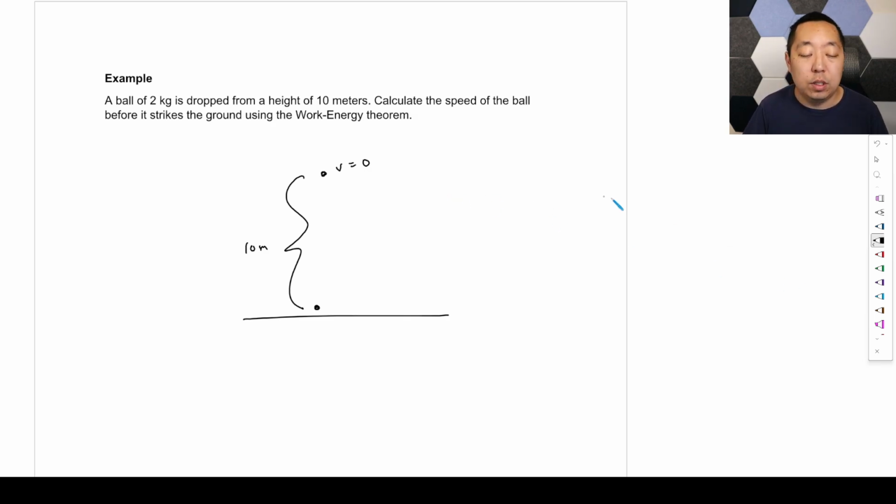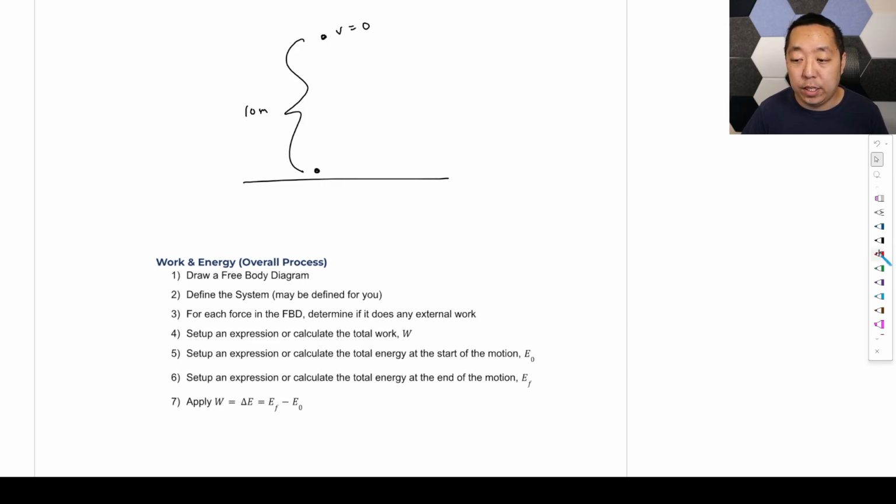Let's start with our first step, let me get the steps back up in here. Let's draw our free body diagram. He's going to fall, so he's going to have mg here, only one force. Define the system. Again, the system for now is just going to be the ball.